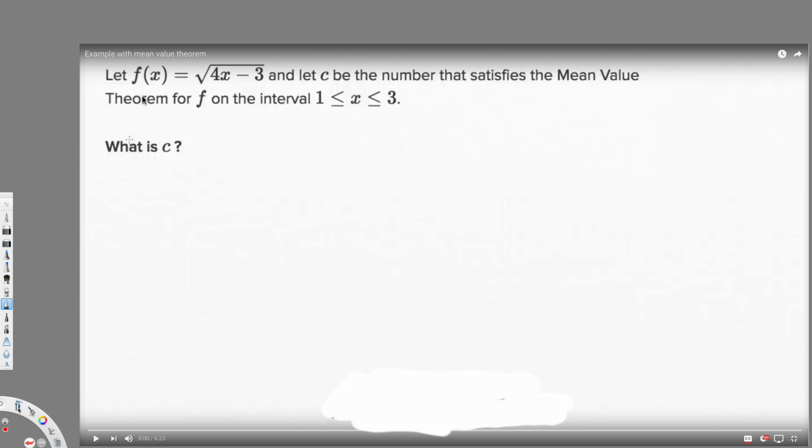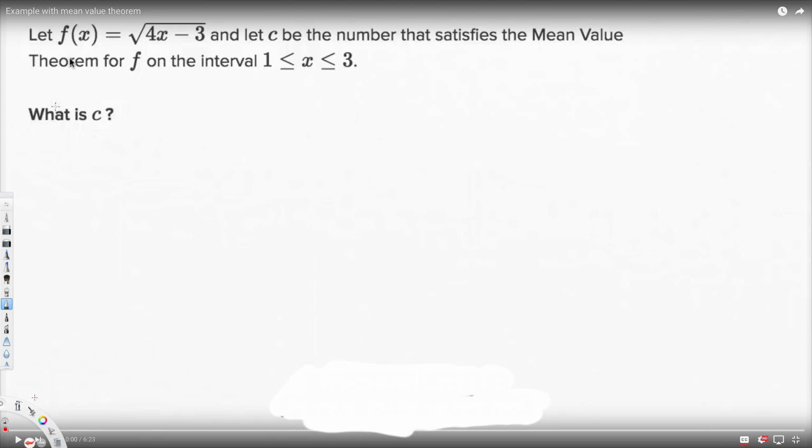Guys, let's do this problem right here. The question is asking: let f(x) equal the square root of 4x minus 3, and let c be the number that satisfies the mean value theorem for f on the interval between 1 and 3.